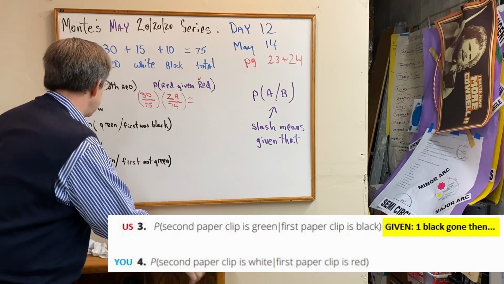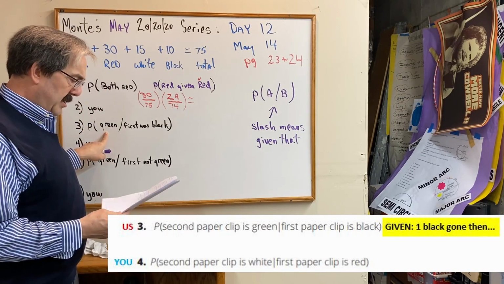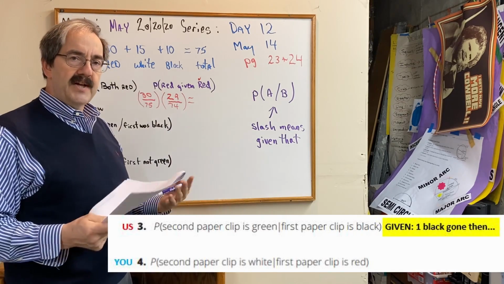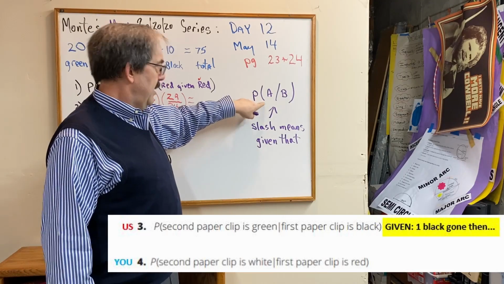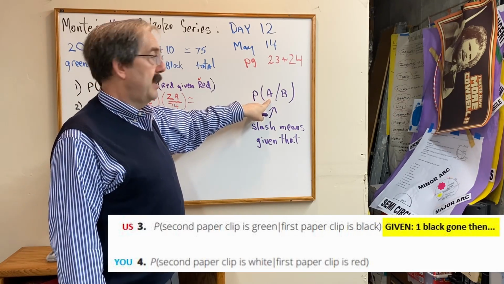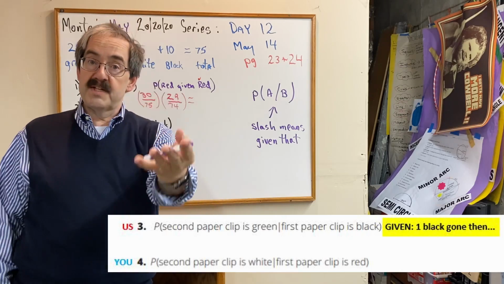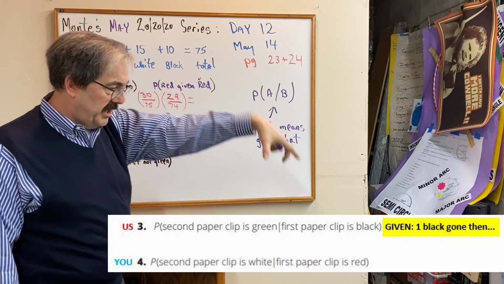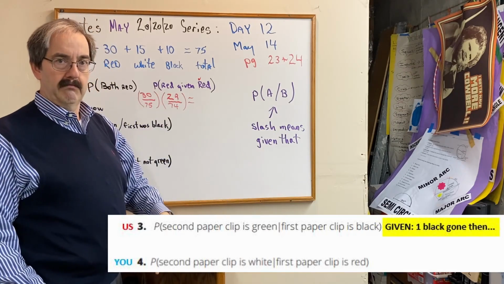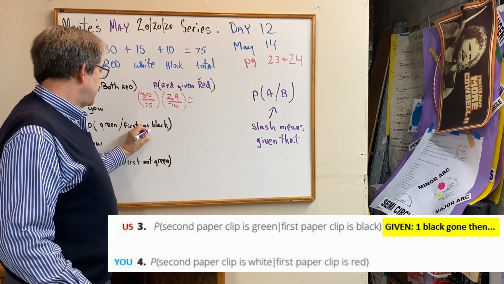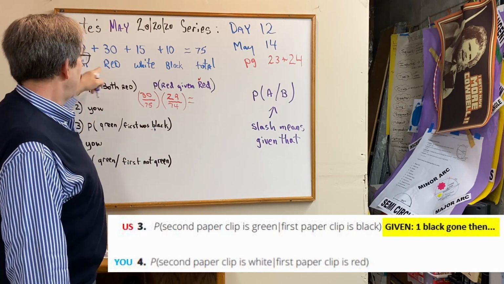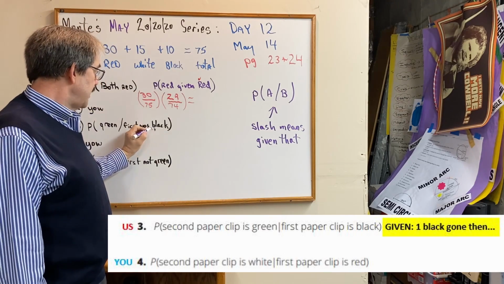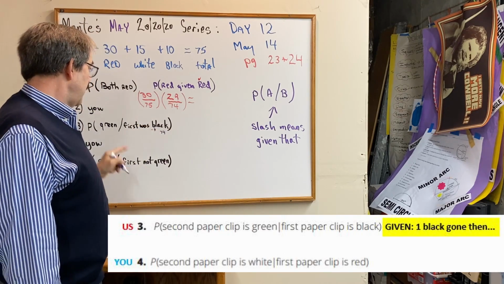Number 3. Probability of green, given first was black. Now remember, just think of the deck of cards. The probability that this event will happen given the first event. What is the first event? The first event is black. I reached in, I pulled a black, it's gone. Okay, the black is gone, so I lost one. 10 of 75. I don't care about the 10 of 75. What I care about is now I only have 74 left.